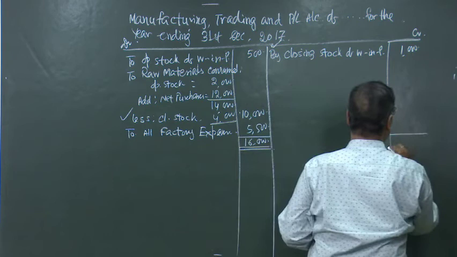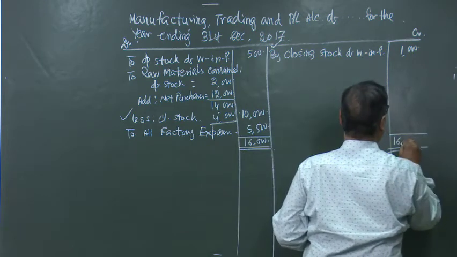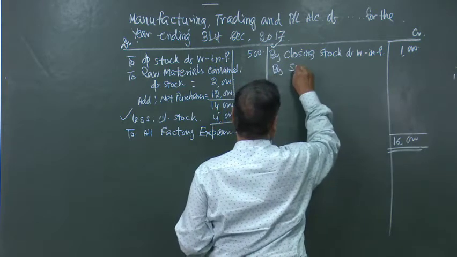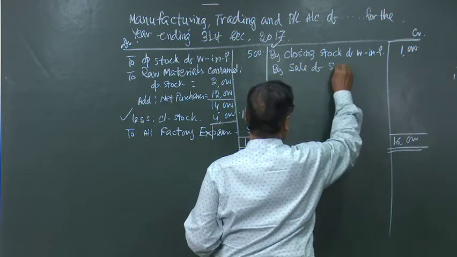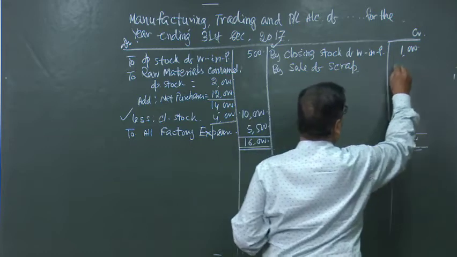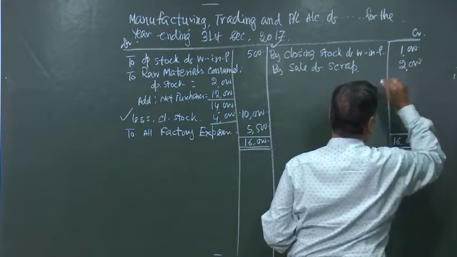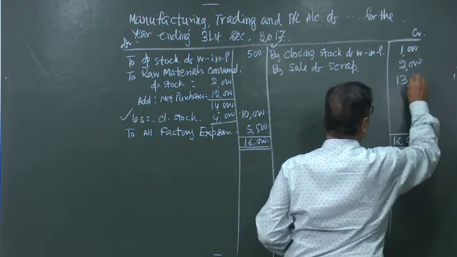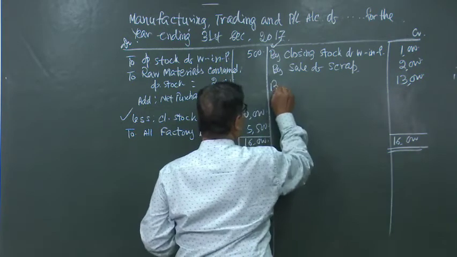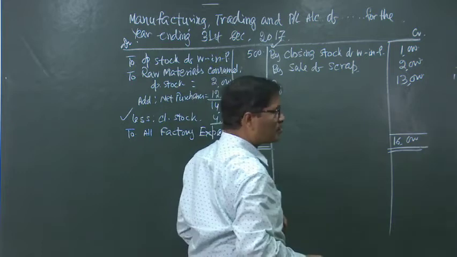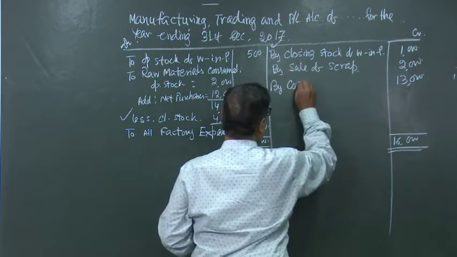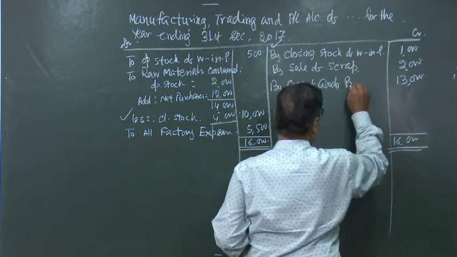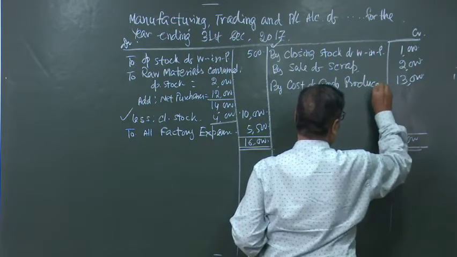From 16,000, if we deduct 1,000 and suppose by sale of scrap, 2,000. So, 13,000, that is the balancing figure, will be by cost of goods manufactured or cost of goods produced. By cost of goods produced, carried down.